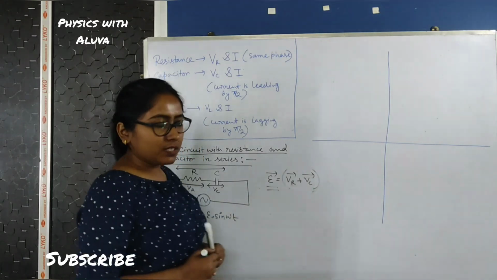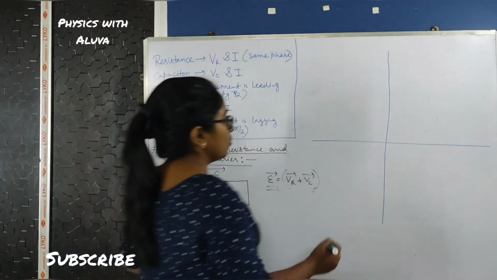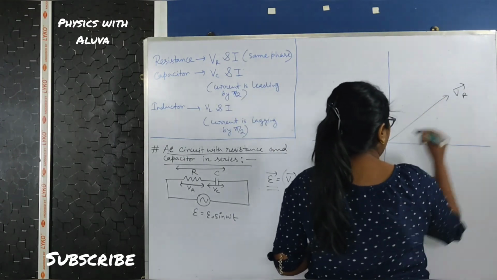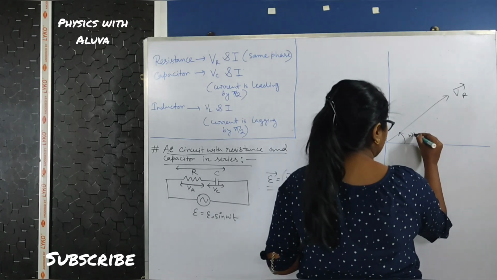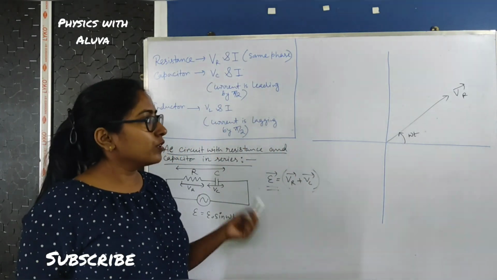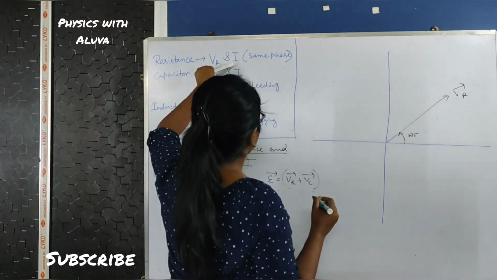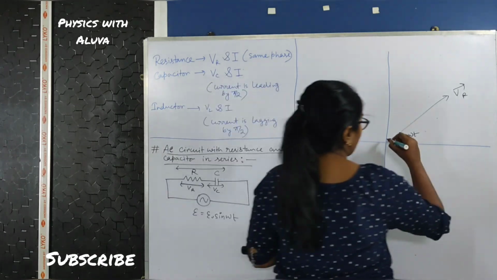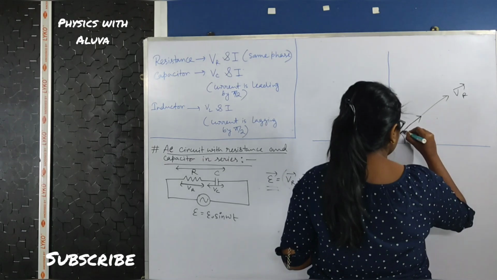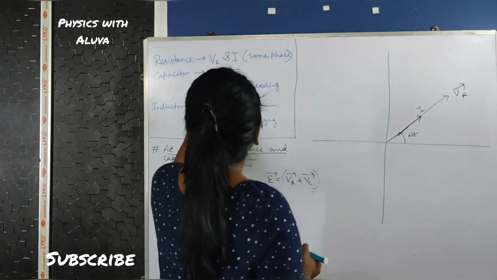Now we will draw the phasor diagram. We know VR and I remain in the same phase. So we are drawing the VR here at first. This is VR and the angle is omega t. Okay. If you don't know how we draw the phasor diagram, then go to the previous video. You will get the idea from there. Okay. And I is in the same phase with VR. So I will be like this in the same phase, only the magnitude is different. Okay, this is I.